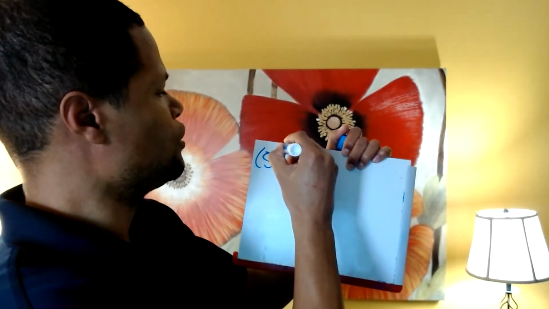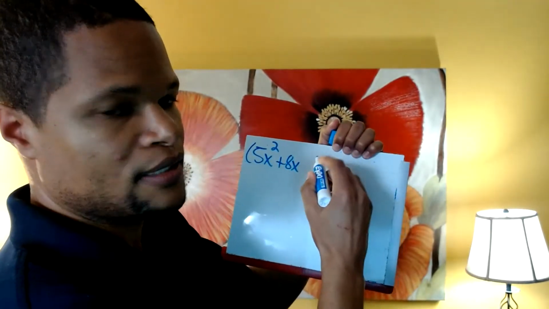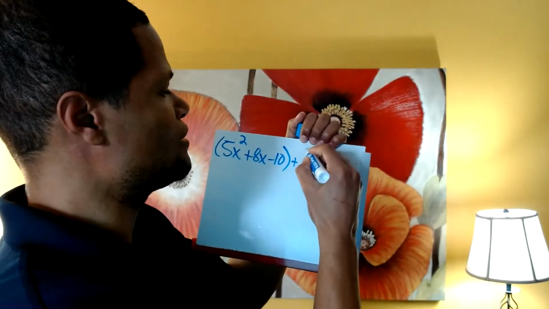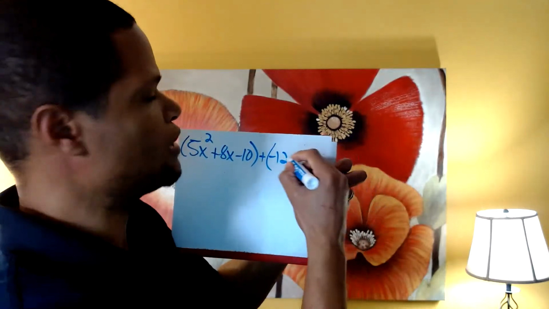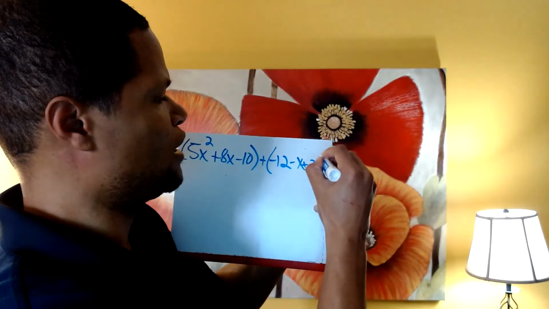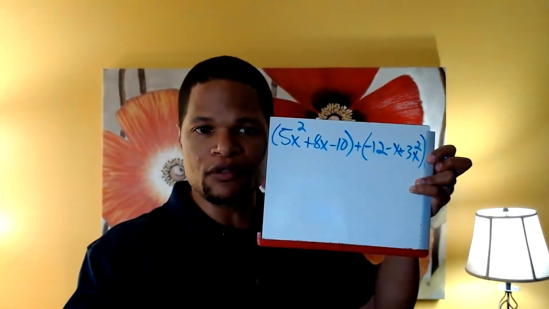If you look, you'll see 5x squared plus 8x minus 10. That's a quadratic trinomial. You'll see a plus sign, and then in another parentheses, they have negative 12. It looks like it's minus x, if you can see this. I'm having to squeeze it in here, plus 3x squared. And then they close off that parenthesis. Sorry, I had to just make sure that was the right thing.